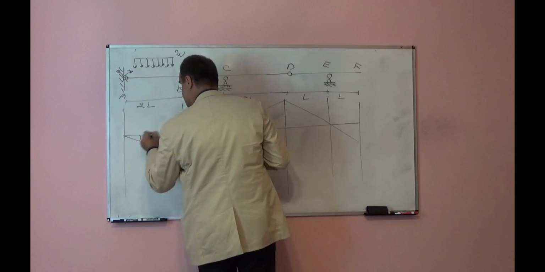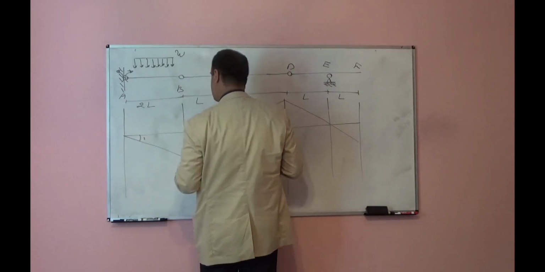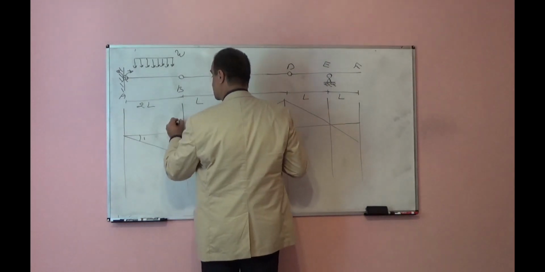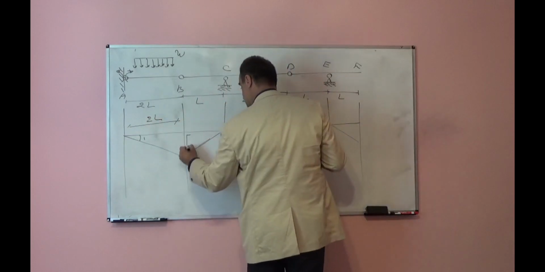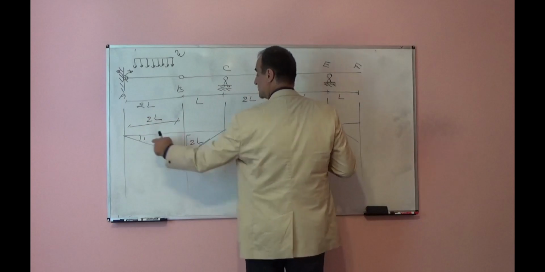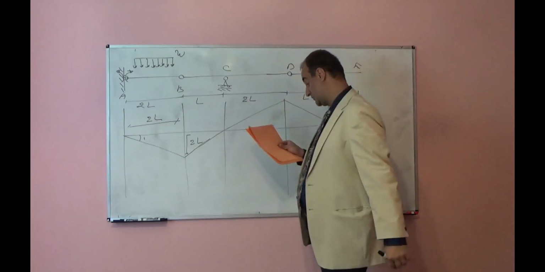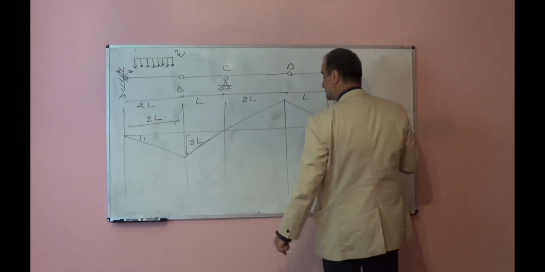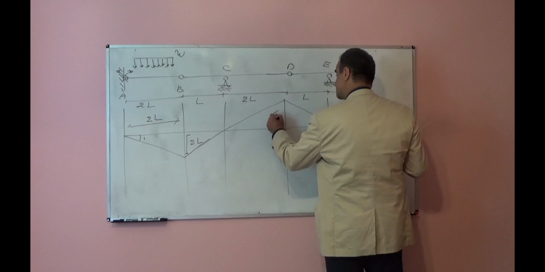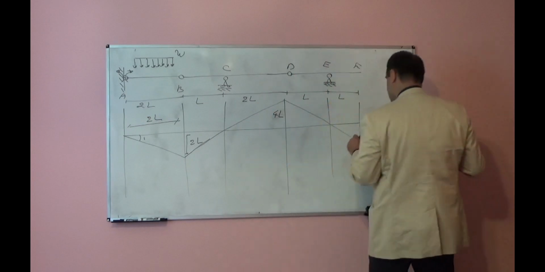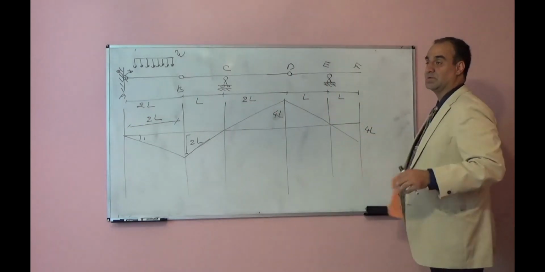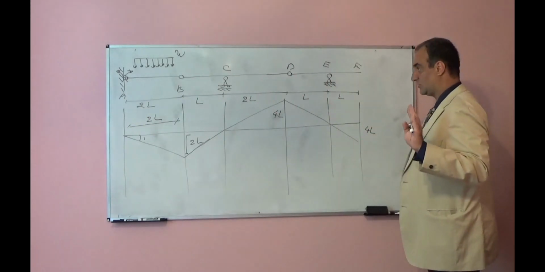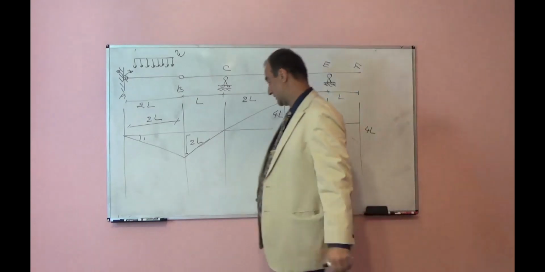And because one side is rotating, this angle will be 1 radian. So this is 2L, and this height should be 2L in order to have this angle equal to the unit angle. From similar triangles, you can find this height will be 4L, and this height again will be 4L. The load is a traveling load and its length is variable.